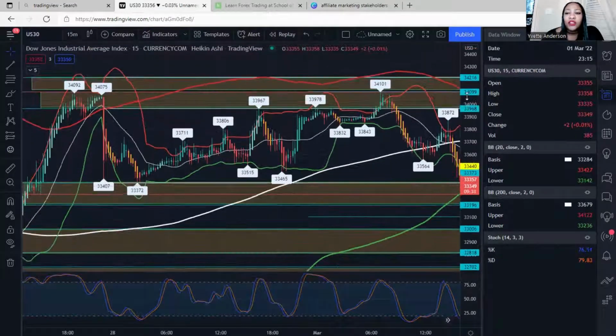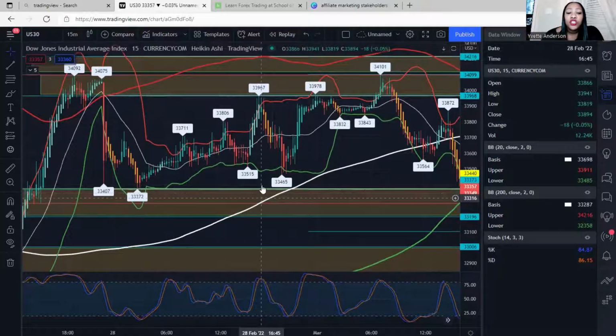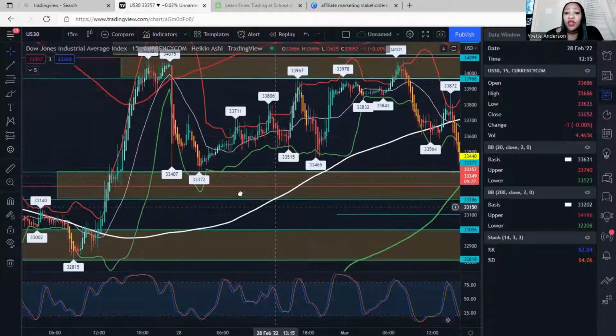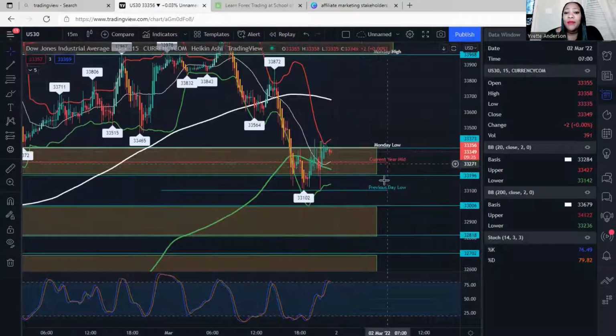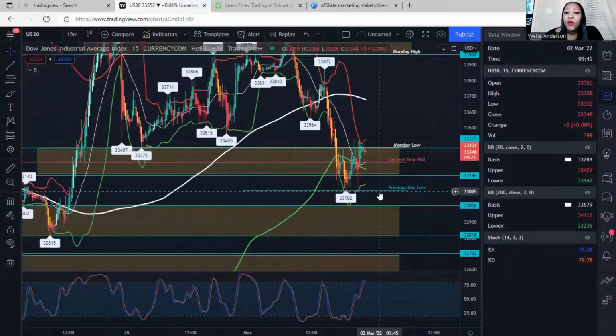So I didn't want to get in there. I wanted to wait until it got out of that zone to get in. So what I did was I looked for the next zone. And like I said, it was not passing this Monday low at one point. So I wanted to wait until it passed that low to actually get in.